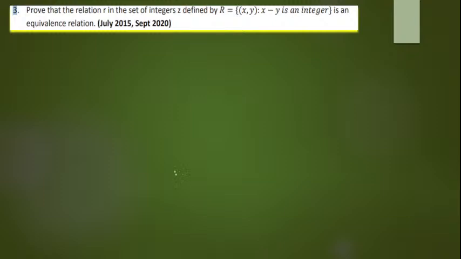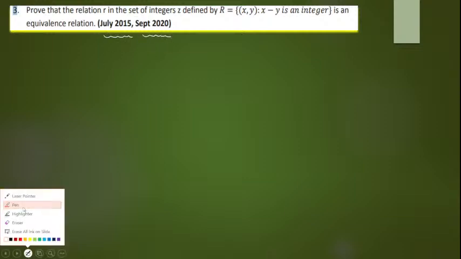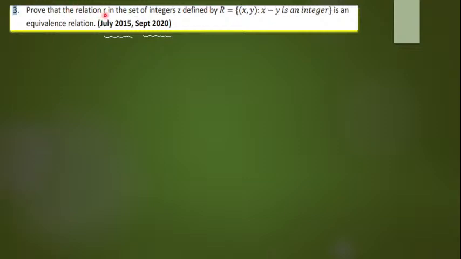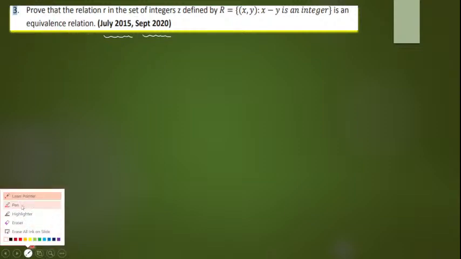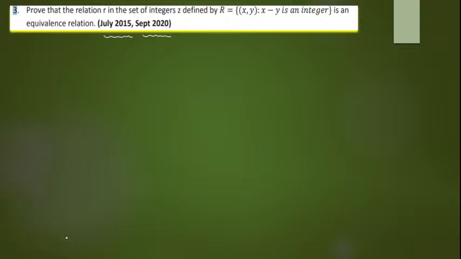Third one, see here. It was asked in July 2015 and September 2020. What is given here? Prove that the relation R in the set of integers. Again he has defined the relation R on the set of integers, which contains order pairs x comma y, where x minus y is an integer. You have to show that. See, they only told you have to prove that it is an equivalence relation, right? So it means you have to satisfy all the 3 conditions, that is reflexive, symmetric and transitive.